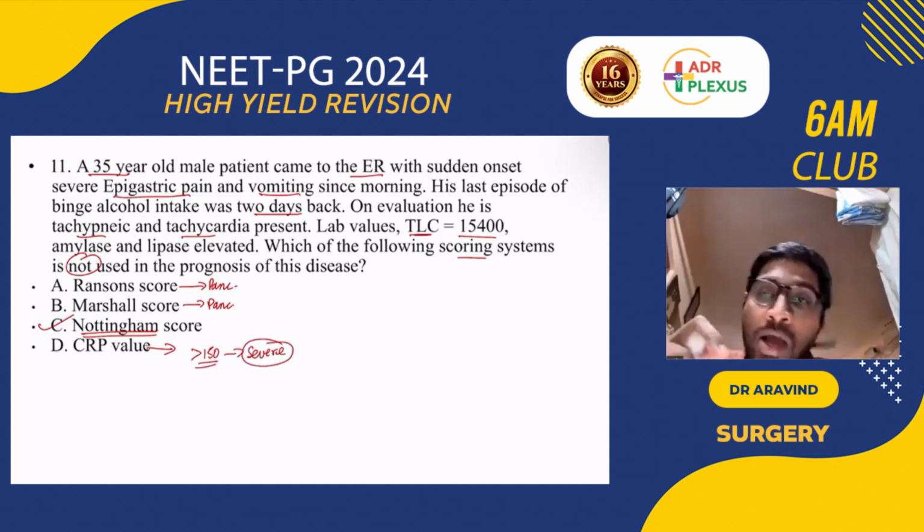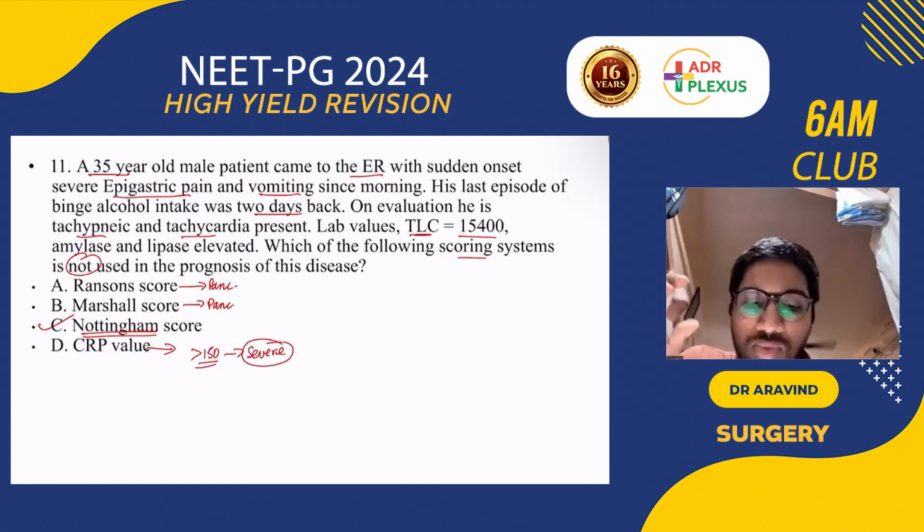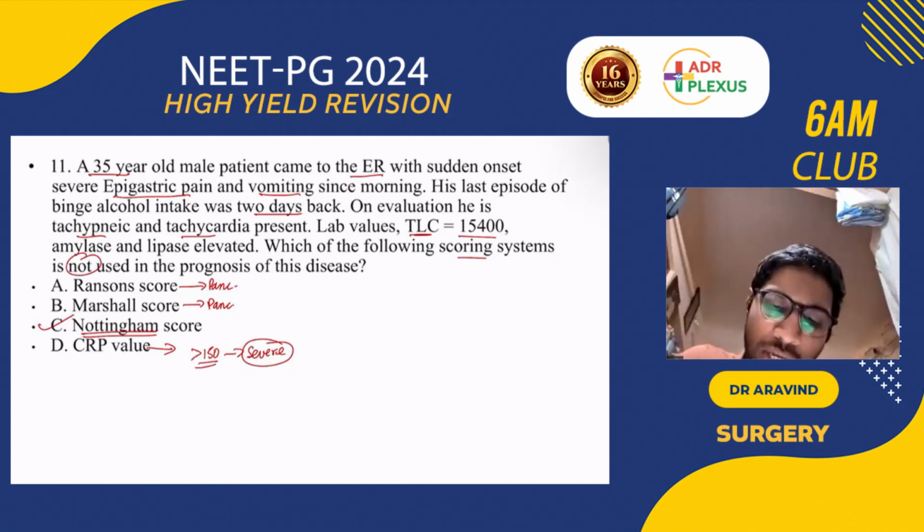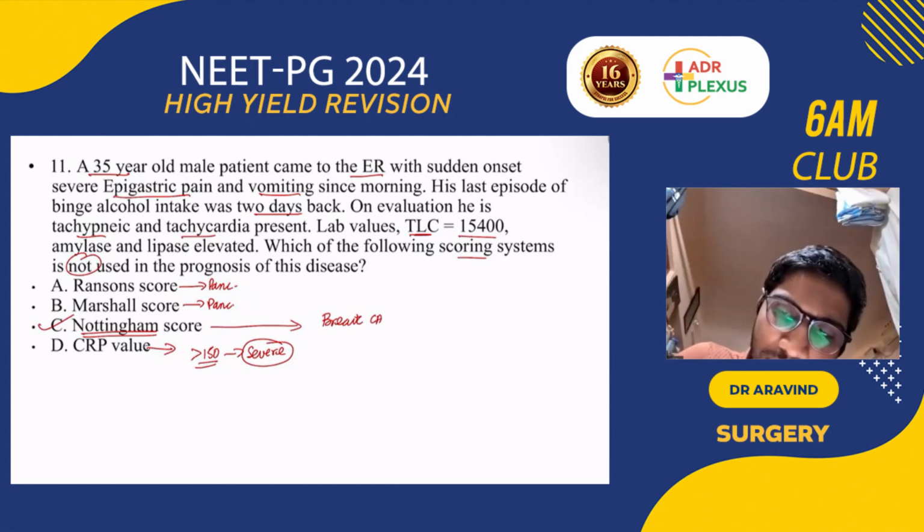Okay. You need not remember each and everything, that is, what the points in Ranson's are. It is just a difference for gallstone and non-gallstone pancreatitis. Marshall score, you can just remember pancreatitis. You need not remember the parameters one by one. Okay. Nottingham score is used in breast cancer and DCIS.